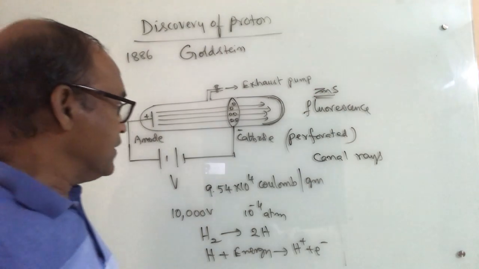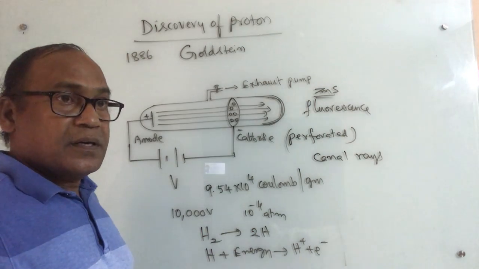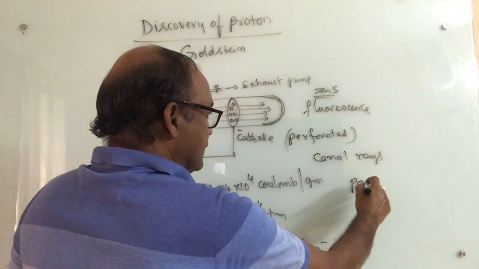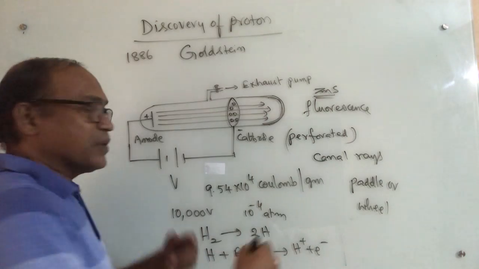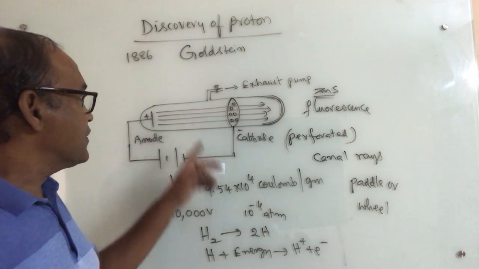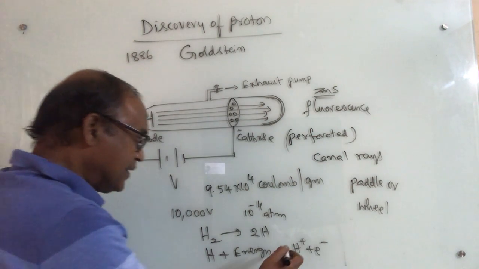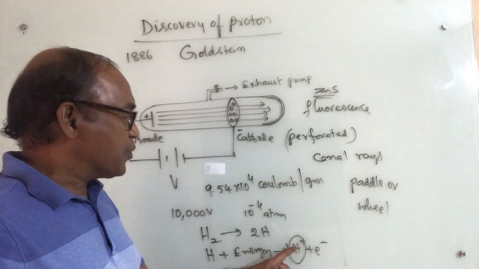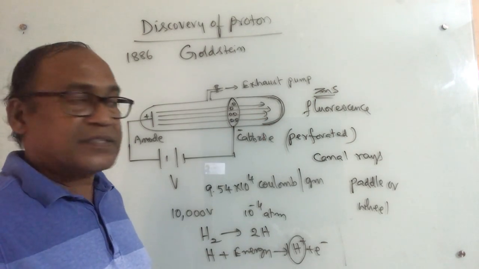Shining nature is noticed, and the particle nature can also be inferred by placing a small wheel or paddle in the path. It gets rotated, which shows the mechanical property, the particle behavior. These are the particle rays, a stream of particles. These positively charged particles, in the case of the hydrogen atom, which has only one electron and one proton, the proton is nothing but the H plus ion. These are a stream of protons.